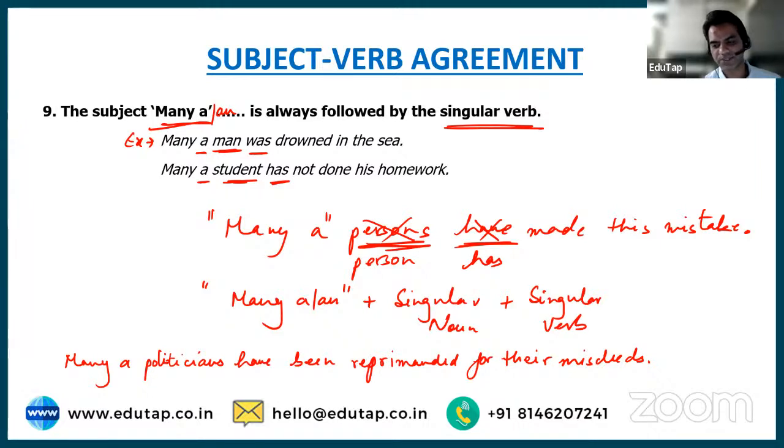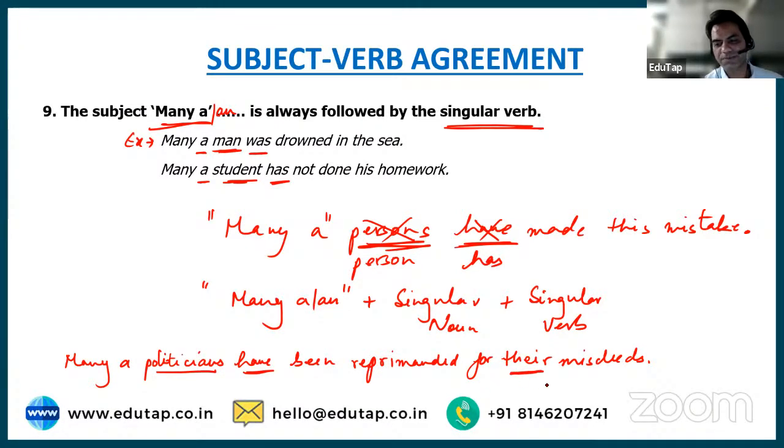Don't write it separately, Roshan. Politician, very good. It should be politician instead of politicians. Has, and what is the third? Has been, that is correct. What is the third mistake? Very good, Chitanshu. See, many a should be followed by a singular noun. So it should be politician. Then it should be followed by a singular verb, which should be has. And then there was the third mistake.